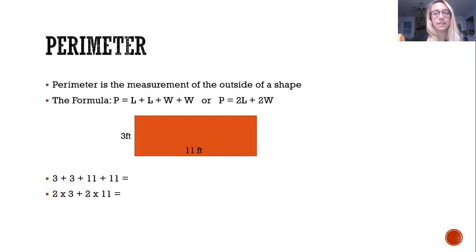3 plus 3 is 6. 6 plus 11 is 17. 17 plus 11 is 28 feet. Down at the bottom, we do 2 times 3 equals 6. 2 times 11 equals 22. 6 plus 22 equals 28 feet. So either equation you're doing, you're still going to get the right answer.